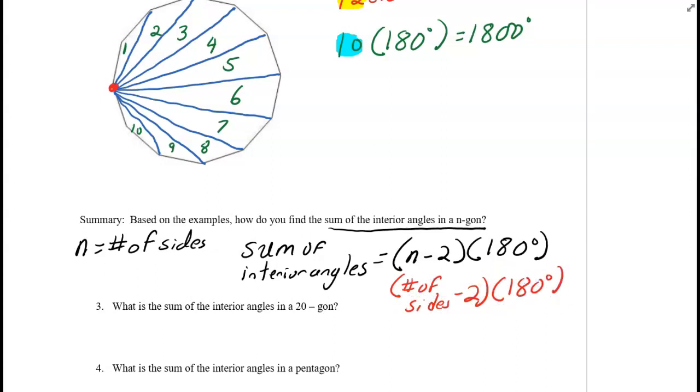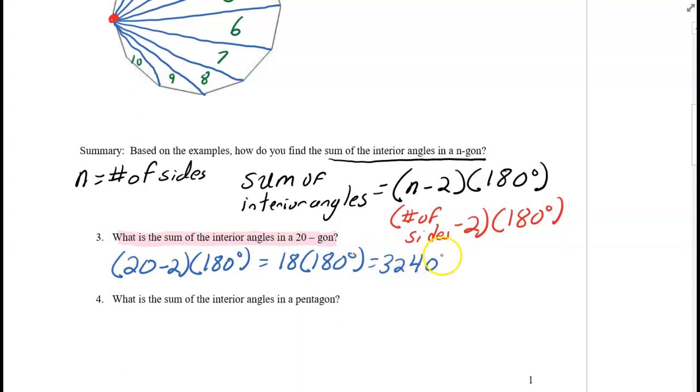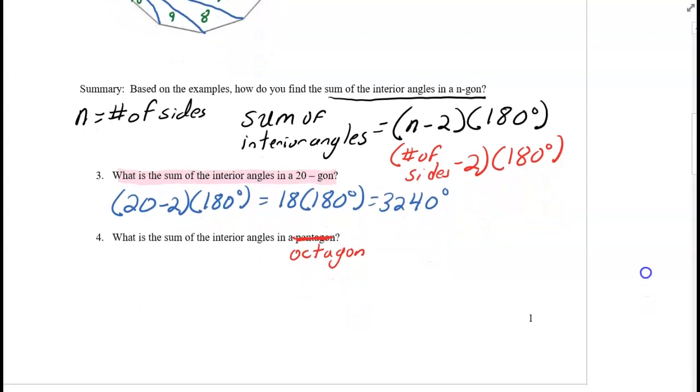So if we look at problem number 3, what is the sum of the interior angles of a 20-gon? So you need to show a little bit of work. So 20 minus 2 times 180, that's equal to 18 times 180. And 18 times 180 is 3,240 degrees.